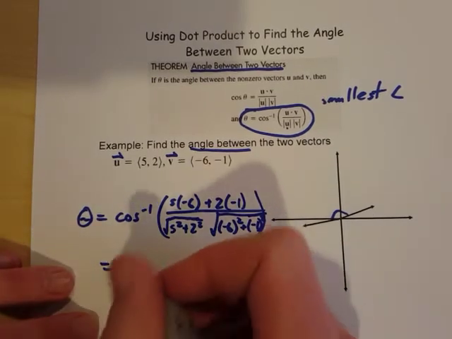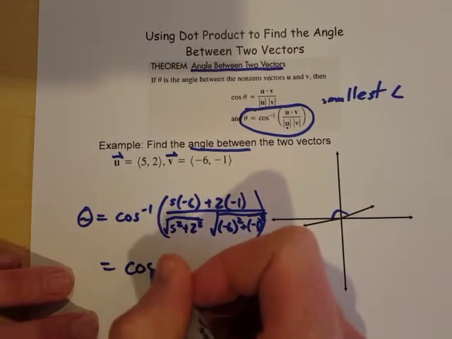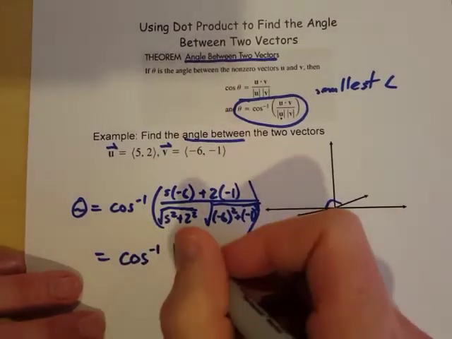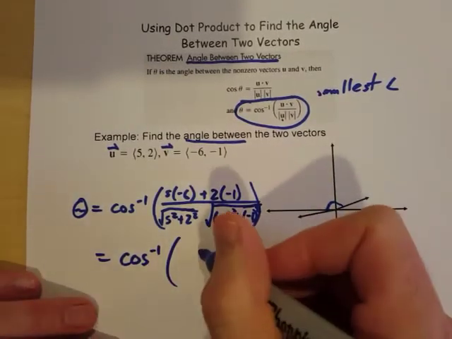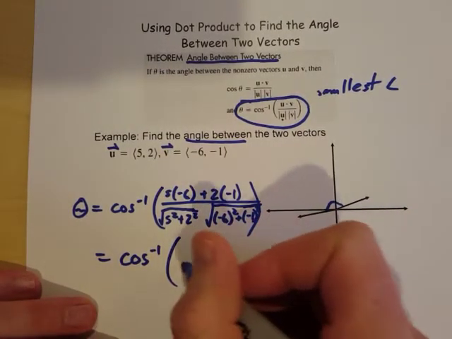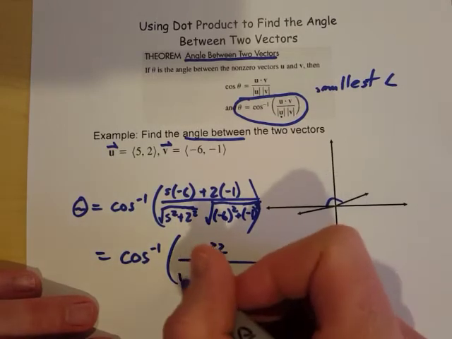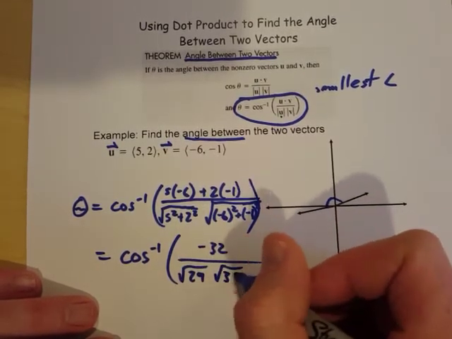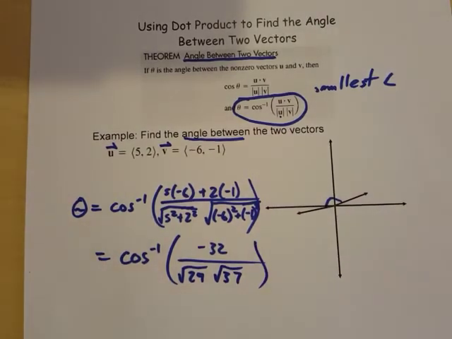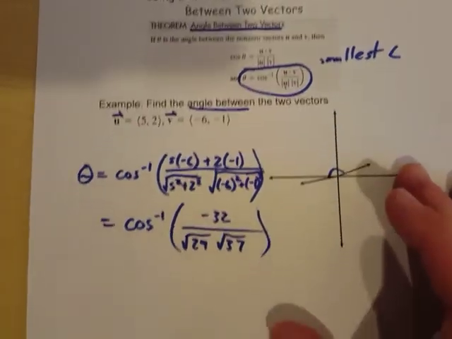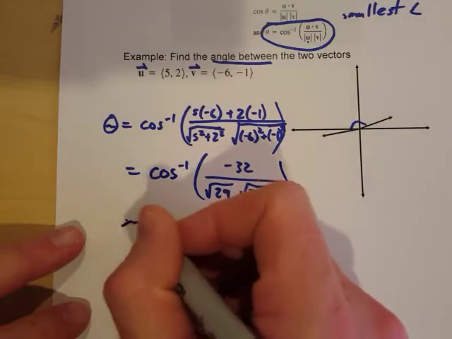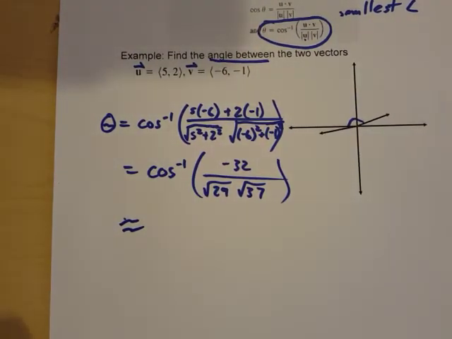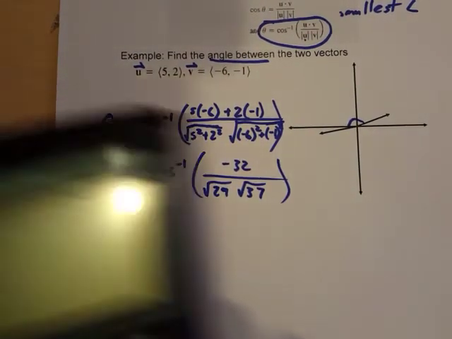We simplified just a little bit. We don't need to do too much there. We don't need to go crazy because the calculator is really going to do most of the work for us here. But then that's going to be on top of -32 over square root of 29 square root of 37. You could go nuts with simplifying this, but it's not really all that necessary because we're just going to punch this in. Again, keep in mind that we're in degree mode.